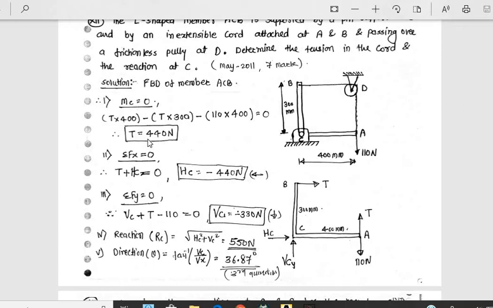Always mention the unit. If it is in Newton, mention it in Newton. If it is in kg, mention it in kg or convert it into Newton. Multiply kg into 9.81.